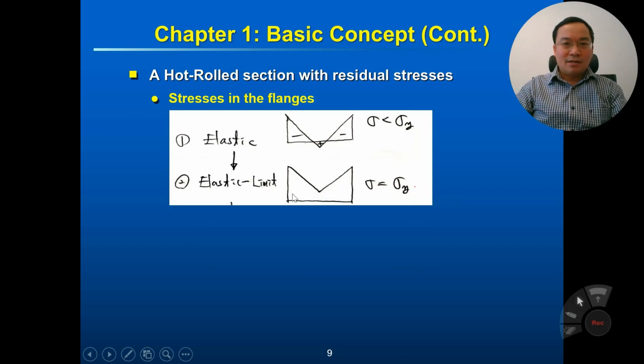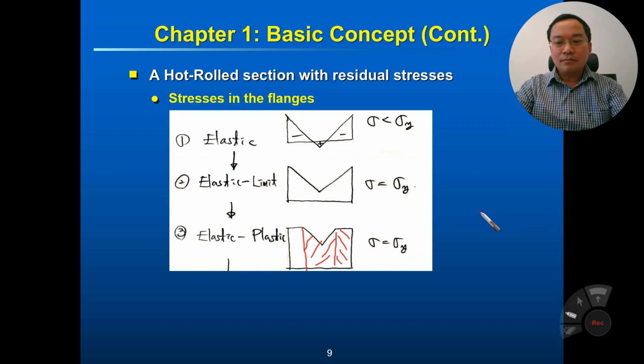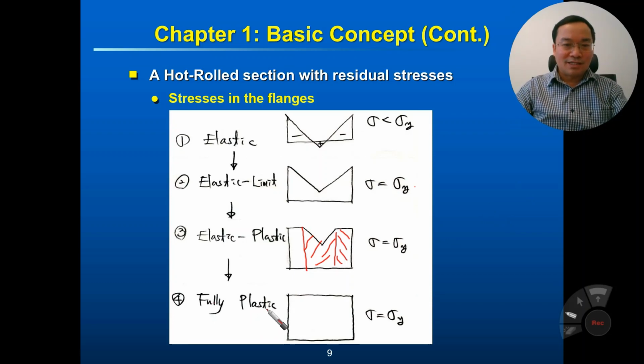Elastic limit. Here, at this point, sigma equals sigma y. That is the limit state. And then the elastic plastic phase. This part is elastic, but this part is plastic because sigma equals sigma y. And the last one is fully plastic. The whole flank is plastic. Sigma equals sigma y.